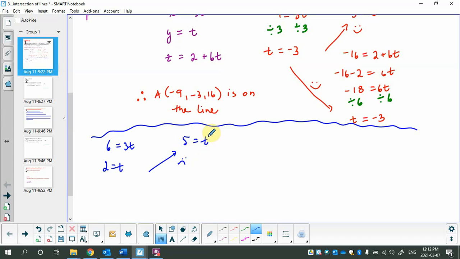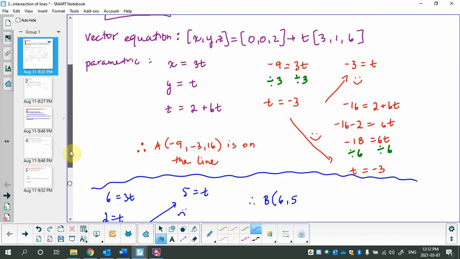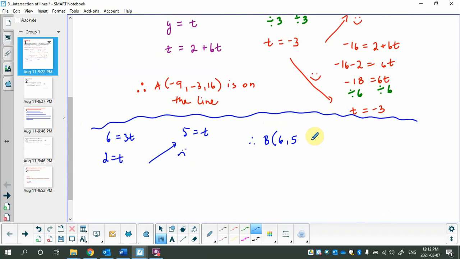So as soon as you don't have something working out, that means that you can say that B, which is (6, 5, 13), is not on the line. So there you have it. My expectation was right.